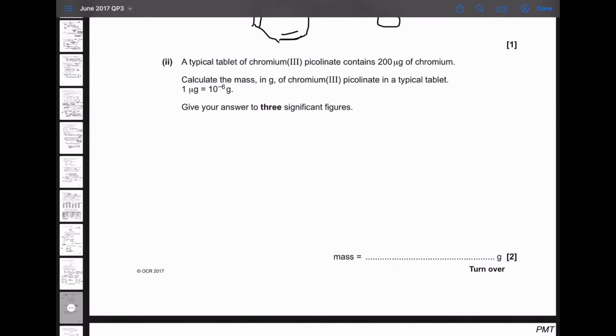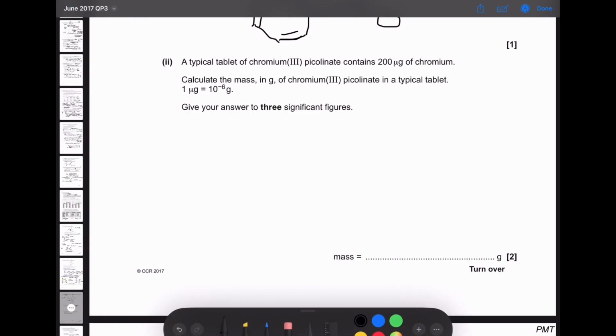A typical tablet of chromium-3 picolinate contains 200 micrograms of chromium. Calculate the mass in grams of chromium-3 picolinate in a typical tablet. 1 microgram is 10 to the minus 6 grams. Give your answer to 3 sig fig. So it's given us the mass of something, and it wants us to find the mass of something else. What does that remind you of? Well, literally any other kind of reaction calculation you might do. Just going to do our MMRN grid, like always.